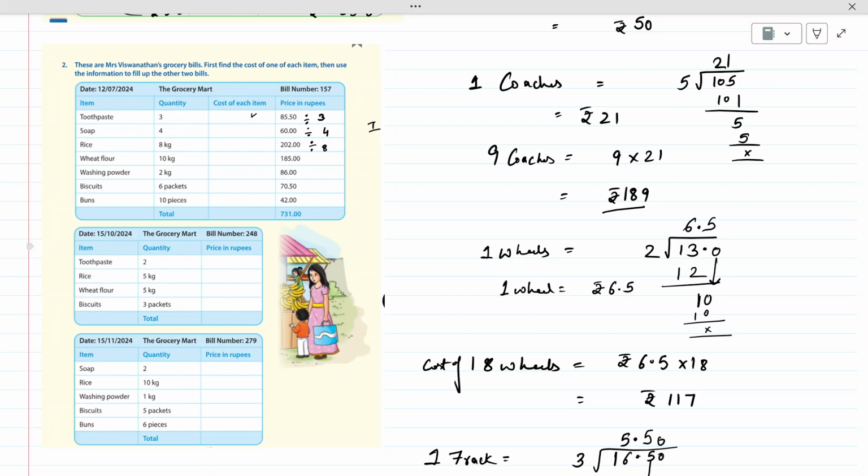Now, coming to the second part, it says that for this particular bill, the bill number 248, the bill says that 2 quantity of toothpaste were purchased. So now we know the cost of each item, we know the cost of one toothpaste, and we can take out the cost of 2 toothpaste. Similarly, for 5 kg rice, for wheat flour and biscuits, we can find out the price here, and then we can find out the total. Similarly, we have another bill which contains all the other items, and their quantity is mentioned. So just multiply the quantity with the price of each item to find out the bill.